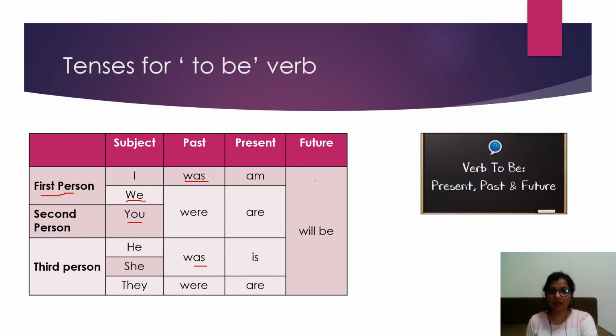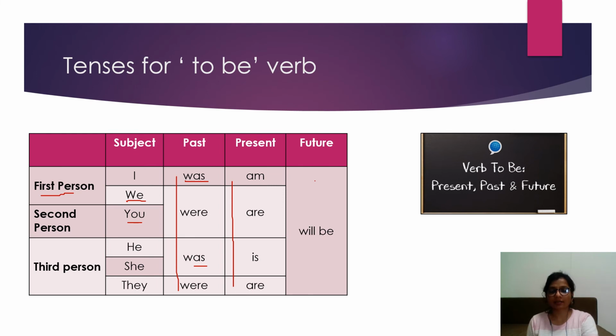All right. It is just that you have to remember which person I am talking about, and you have to remember the form of the verb that you are supposed to use based upon the timing, based upon the tenses that you are talking about. If you are talking about present, you will refer to this column. If you're talking about past, you will refer to this column.